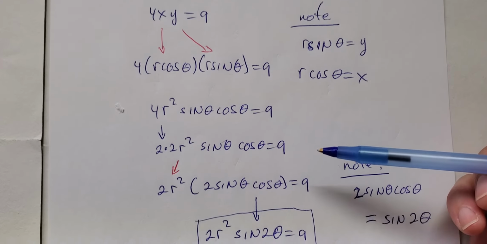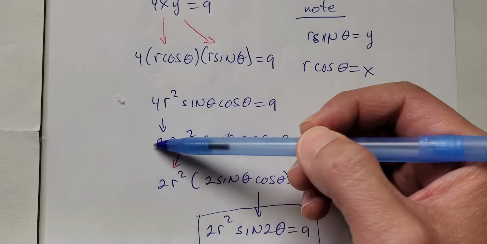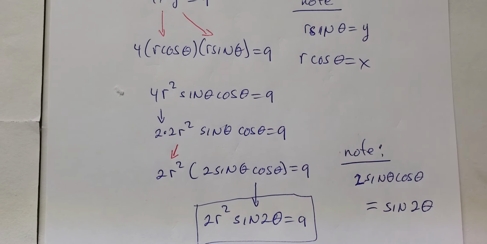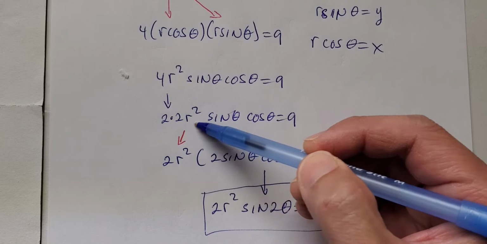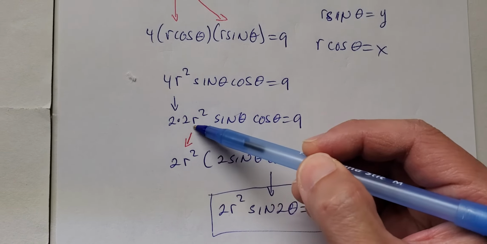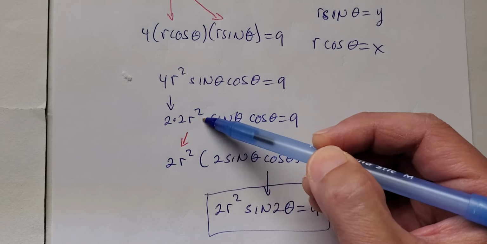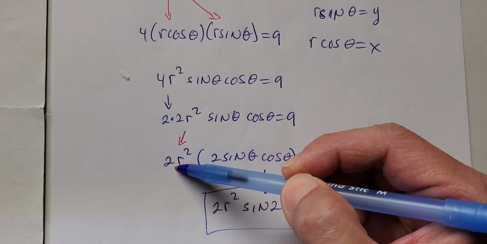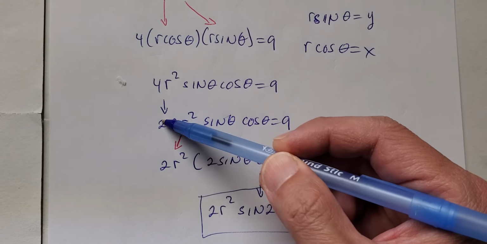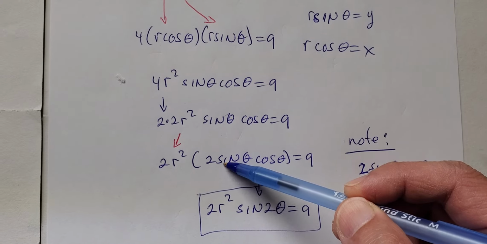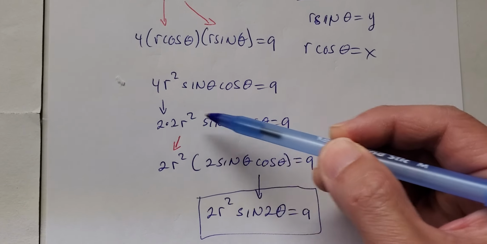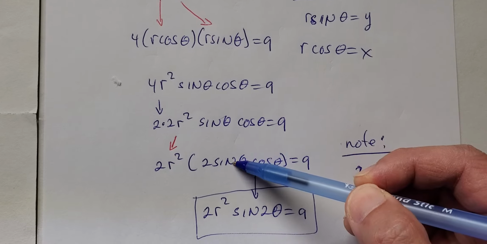Next we're going to split this 4 into 2 times 2, and then separate it right here where I am circling. 2r squared goes in front, and put the 2, sine, and cos together as one.